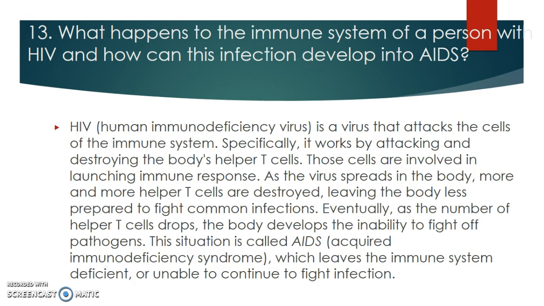Eventually, as the number of helper T cells drops, the body develops the inability to fight off pathogens. This is called AIDS, or acquired immune deficiency syndrome, which leaves the immune system deficient or unable to fight infection. Know this right here, it is an essay question.